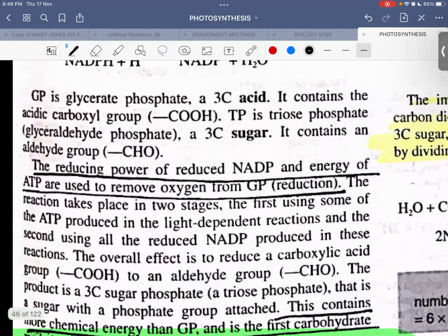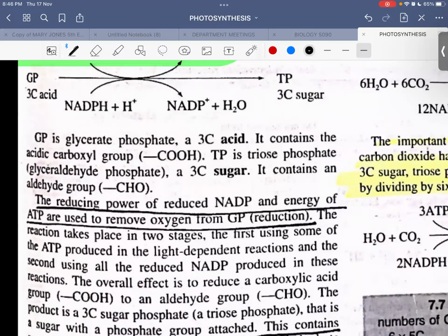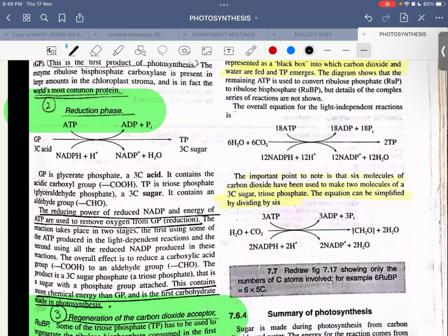So essentially what we're doing, our glycerate 3 phosphate, we're using the reducing power of NADP, and we're using the power of ATP to remove the oxygen from the GP, to convert it into TP. Do I need to know how the reaction takes place in 2 stages?